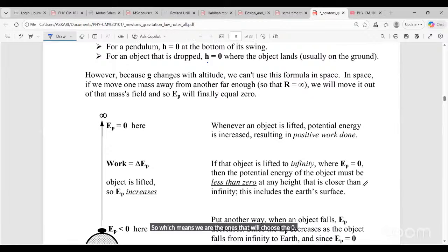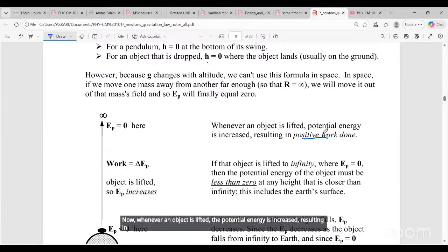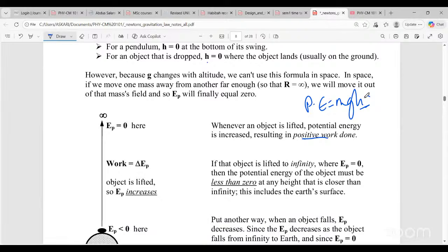Now, whenever an object is lifted, the potential energy is increased, resulting in a positive work done. Why is the potential energy increased? Because potential energy is dependent on the height. So the more the height, the higher the potential energy. If that object is lifted to infinity, then the potential energy will be 0. But there's no way you can go and measure the height if it's at infinity.